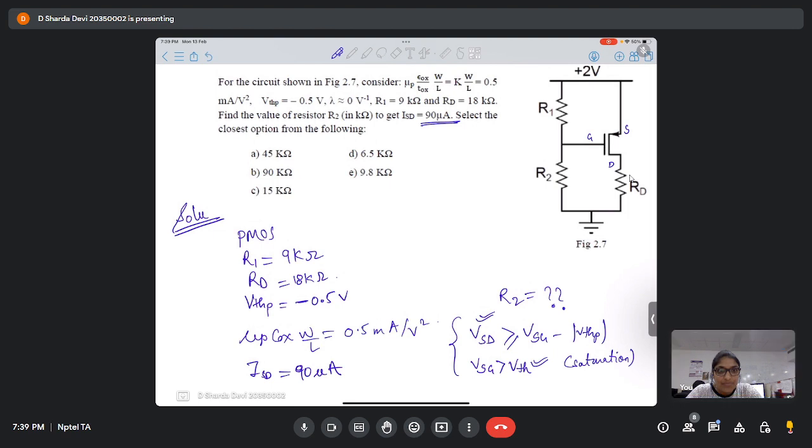Ma'am, we need to check whether the source is at higher potential as compared to gate and drain, which we can do by RD multiplied by ID. RD is available, ID is available. 2 minus RD into ID will give the value at the source point. The source is 2 volts. What about the gate?